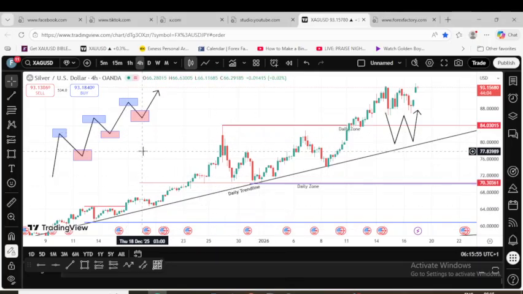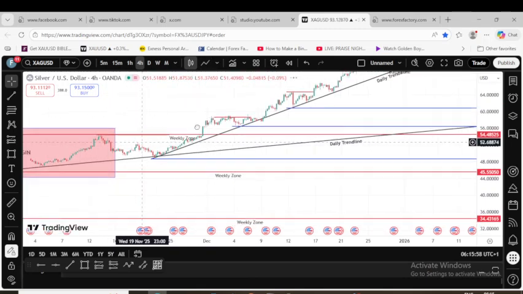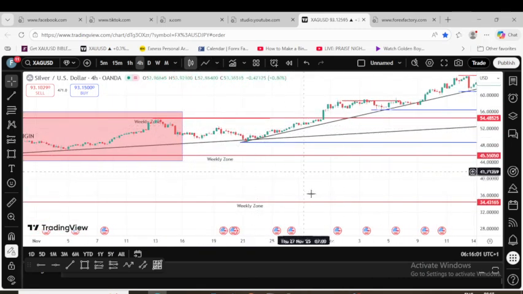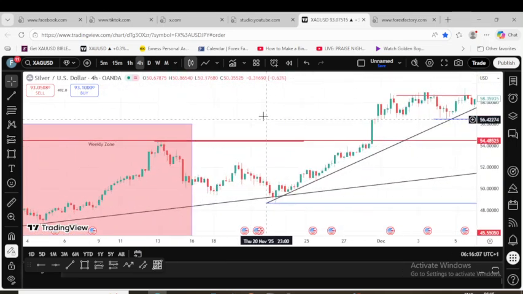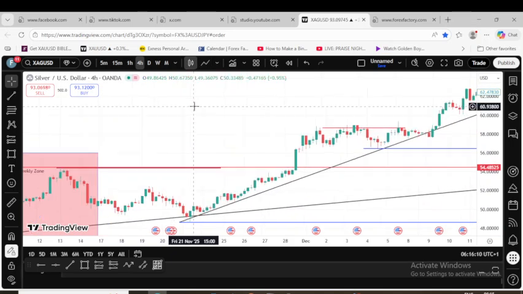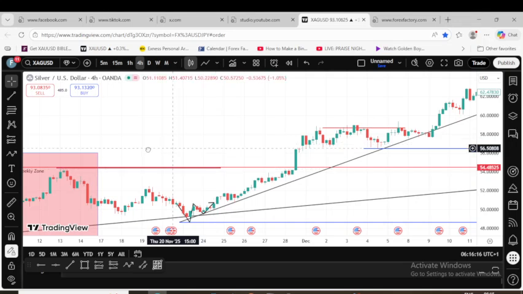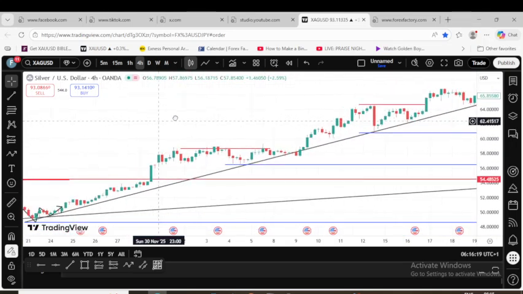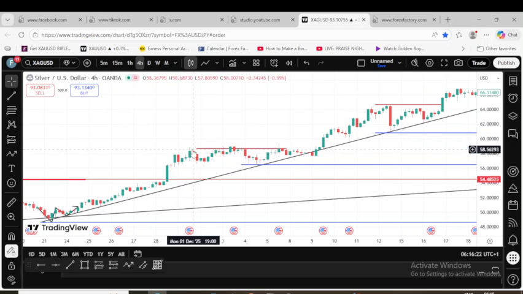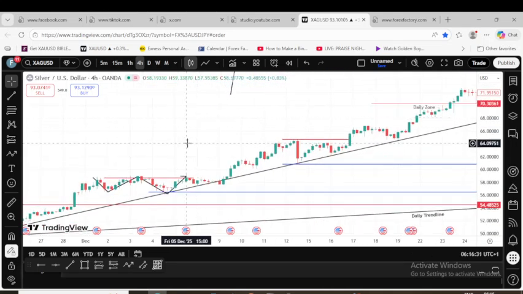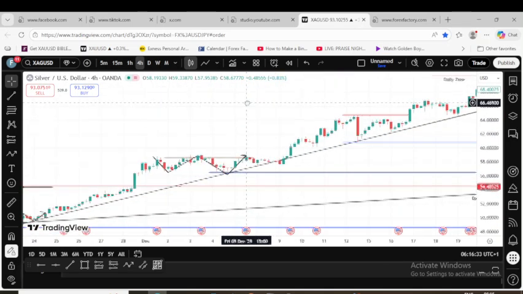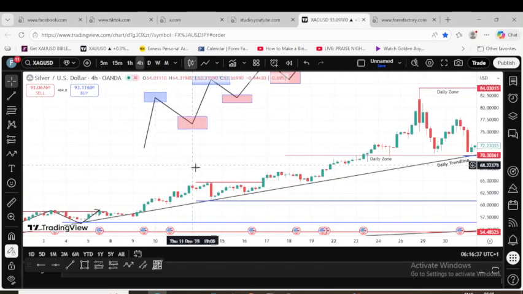Okay, so let's see if we can identify any of such patterns. First of all, I can already see a W here, but it's not a very well formed W because the second leg is a little too high. We have a much clearer W here, coming from like this, another W pattern. I can spot it better.